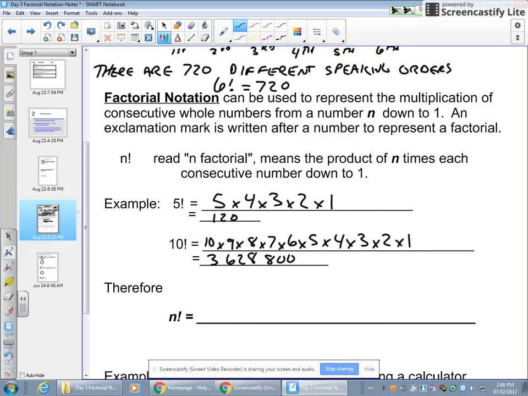So n factorial, we can write that in symbols. We would start with the number n. The next number is going to be 1 less than that, so n minus 1. 1 more less than that, so n minus 2. n minus 3. We continue all the way down until we're left with 2 times 1.